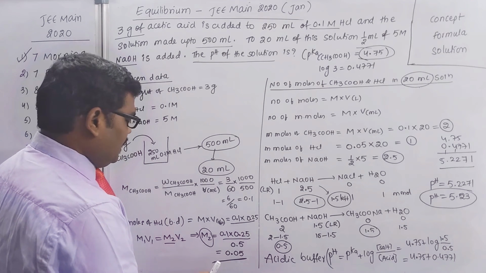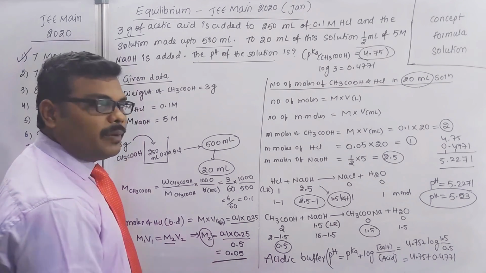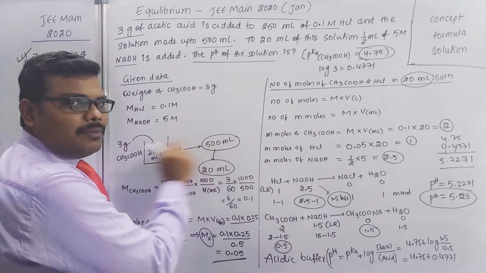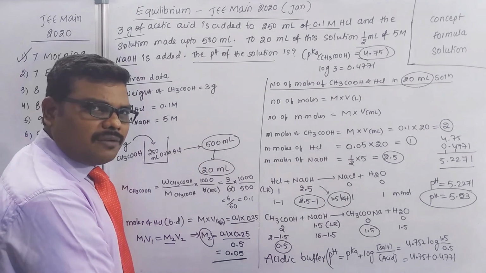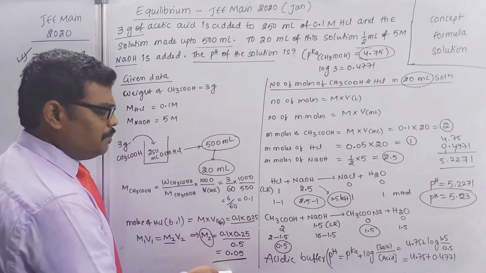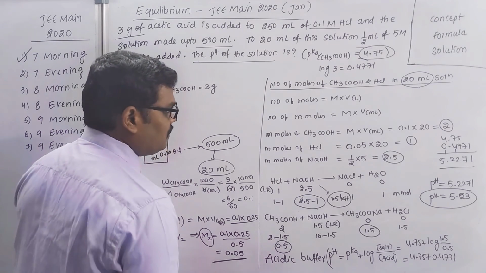Now if we substitute, we get the M2 value as 0.05. Or directly we can say 250 ml becoming 500 ml, so the volume is double, so the concentration becomes half. So initially the concentration of HCl is what? 0.1, so it becomes 0.05, because 0.1 by 2 is equal to 0.05.